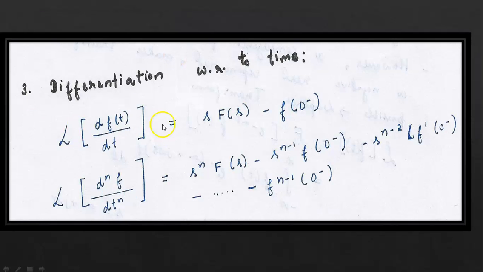Next is differentiation with respect to time, that is equal to s F of s minus f of 0. You have to remember all these properties. It will be very useful to solve the numericals that you will see later. So you have to mug up these properties.